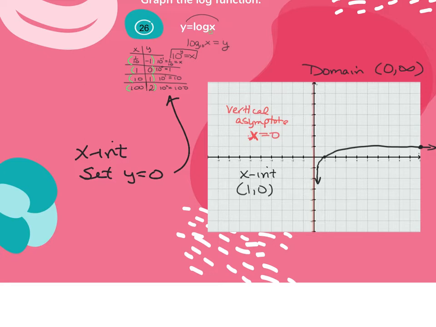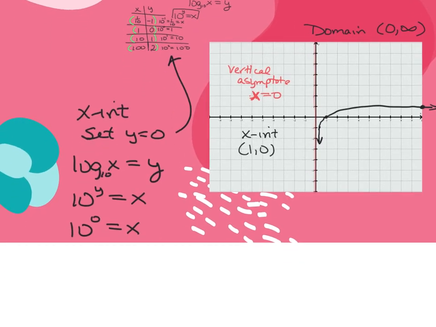But if I use the original, so I have log x equals y, and again, assume the base 10. So I'm really doing 10 to the y power equals x. And again, plugging in a 0. 10 to the 0 power is 1. So x equals 1. So the ordered pair is 1, 0.